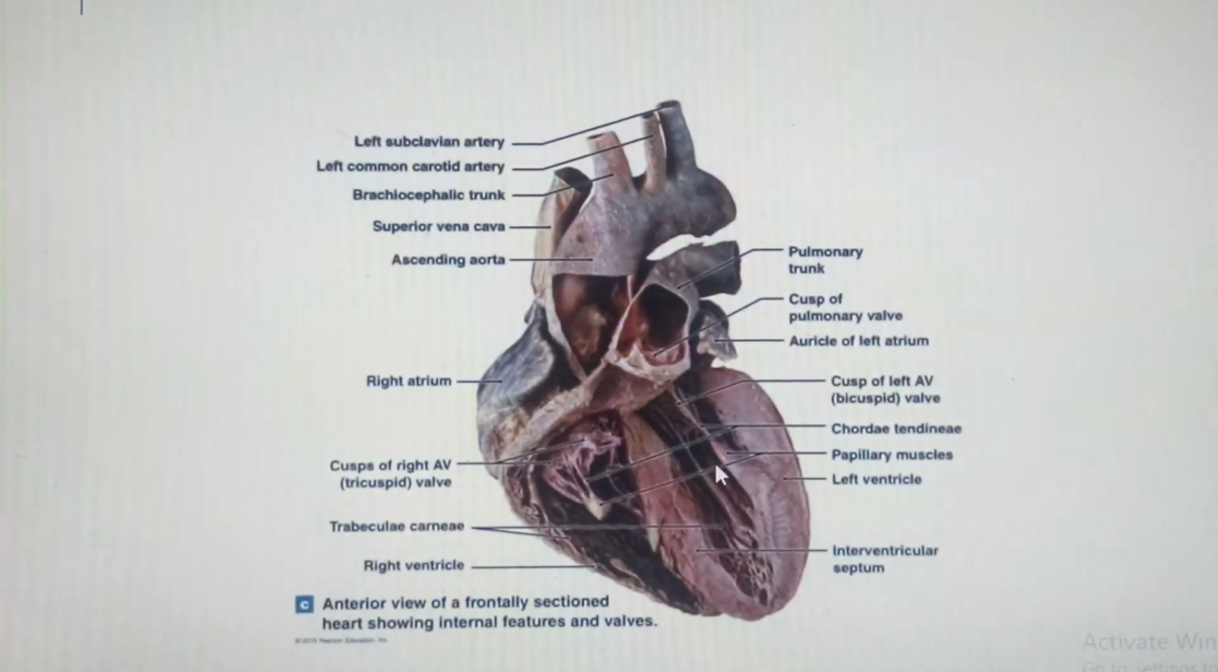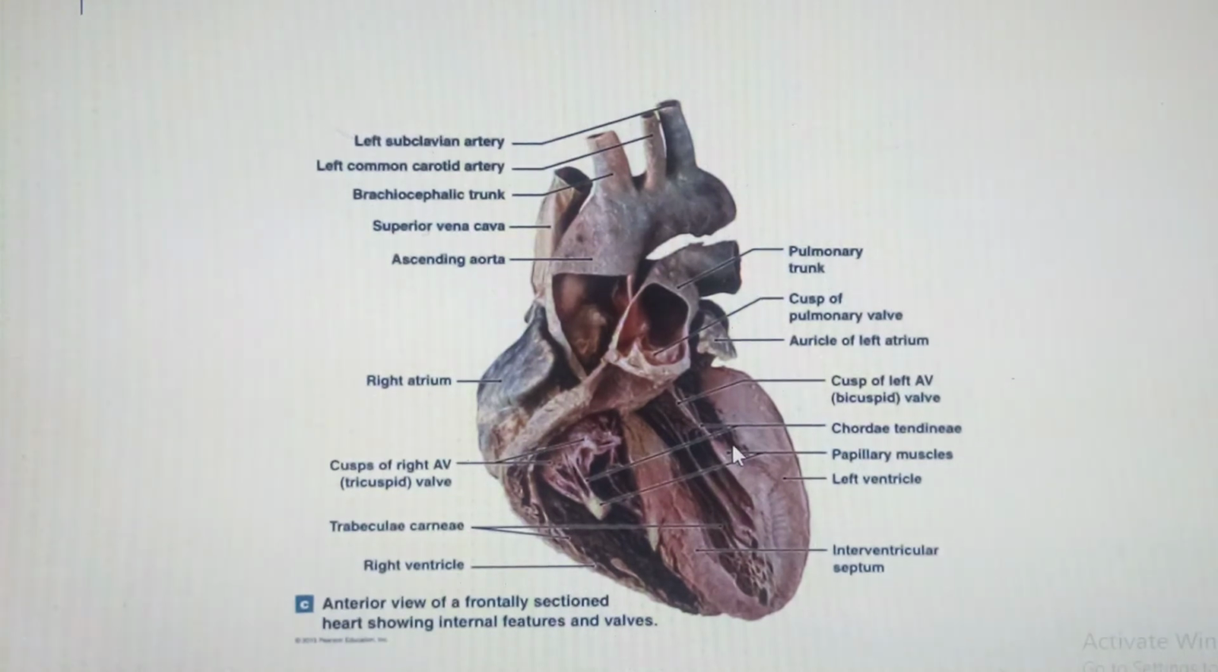So there we are. I've already told you that the left ventricle and the right ventricle have similar architecture. Here we have the right ventricle. Just by simple observation, you get to know that the wall of the right ventricle is thin compared to the wall of the left ventricle.